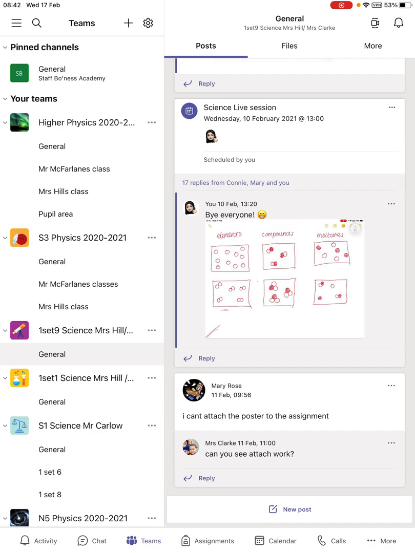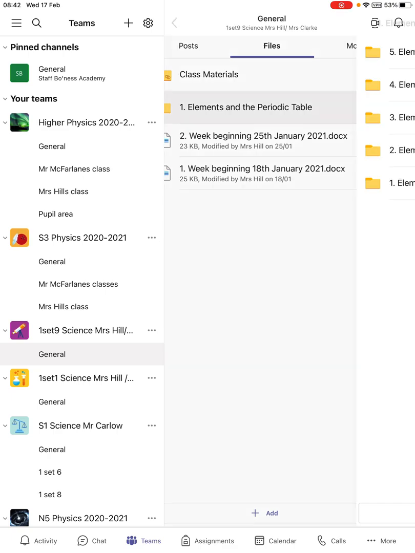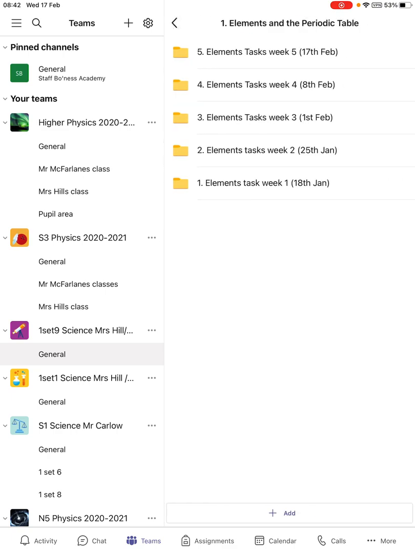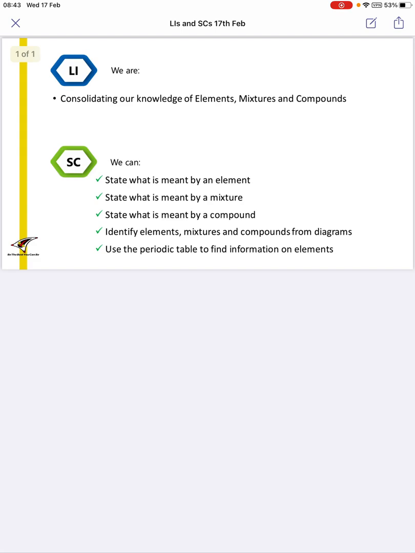So remember, we go to Files, then 1 Elements in the periodic table, and then you should find that it's number 5 Elements Tasks week 5, the 17th of February. So if we go in here, I'll open up Learning Intention Success Criteria first of all. What I should point out is that there is nothing new this week. There's no new content. It's just consolidating our knowledge of elements, mixtures and compounds and the periodic table.